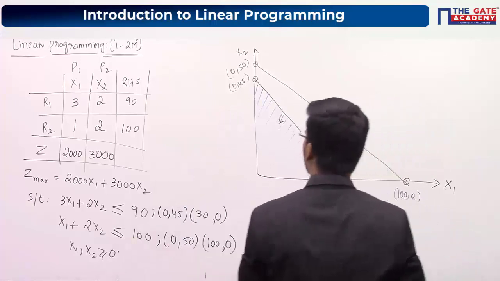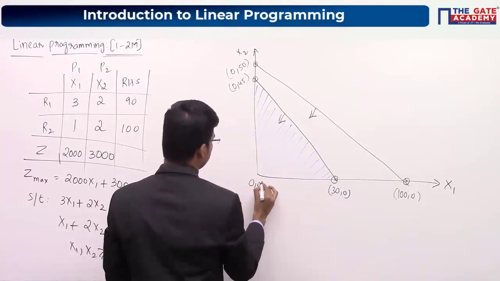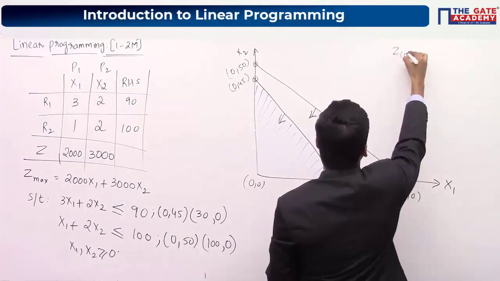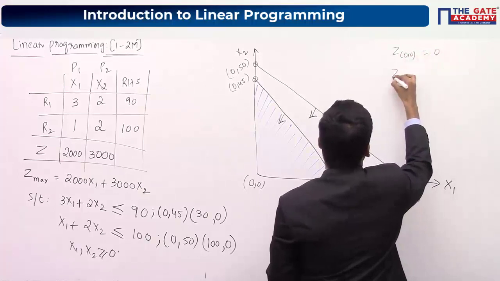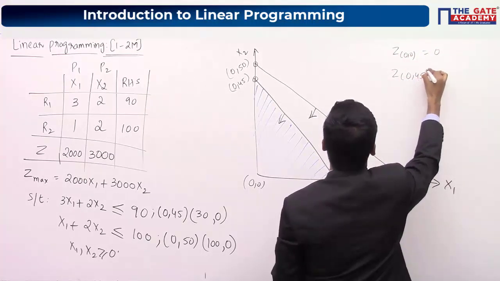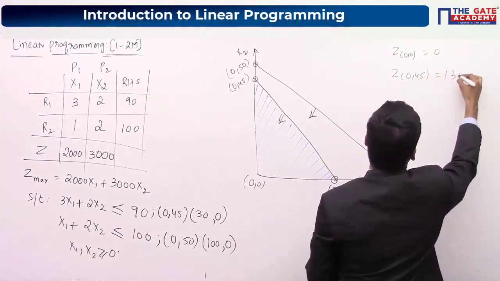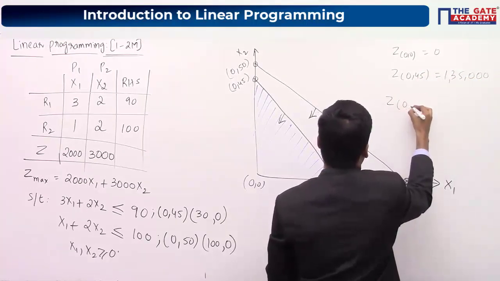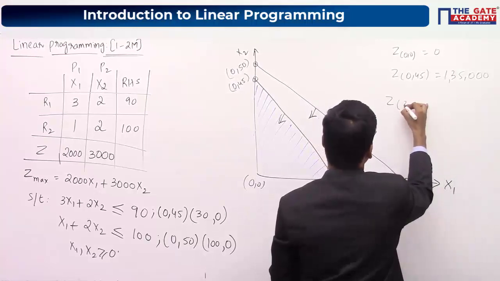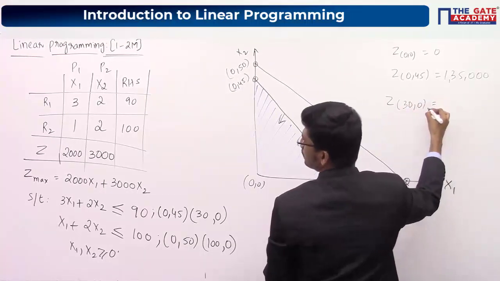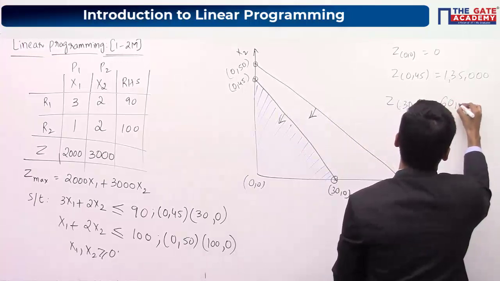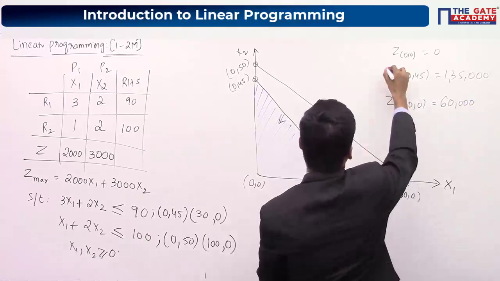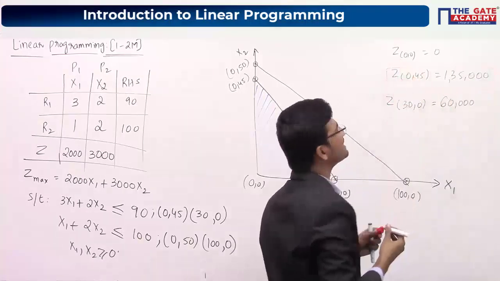So already we know the corner points. Let us say it is 0, 0. So evaluate your z value at these corner points. Z at 0, 0, and z value at 0, 45, which is 1,35,000, and the value at 30, 0 will be 60,000. So what is the maximum value? The maximum value is 1,35,000. So option B. It is your maximum profit, right?